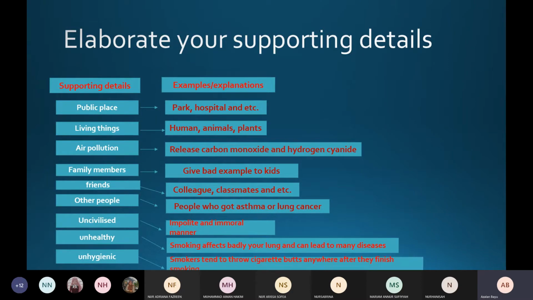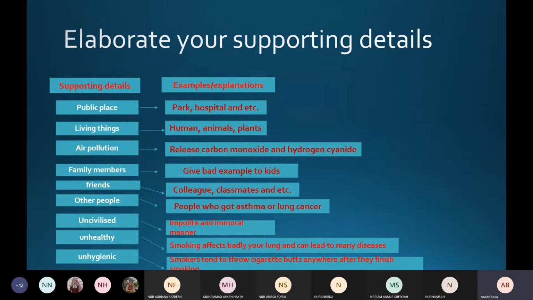And unhygienic, kenapa unhygienic? Because smokers ni usually, kita tahu kenapa dipanggil perokok, bukannya rokok tu kotor dan najis, tak. Tapi selalunya smokers tend to throw a cigarette butt ataupun putung rokok tu anywhere after they finish smoking. Dia main buang saja. So bila banyak putung rokok, and you can look at our hostel lah, memang akan banyak, bila orang datang baru yang cuci. So dia macam unhygienic, tak bersih, nampak kat situ kan. So that's why smoking, the image will be seen as, pertama, uncivilized, unhealthy and unhygienic.